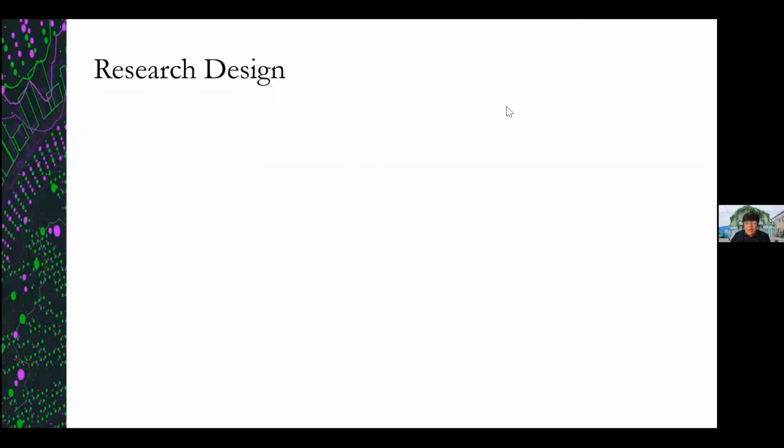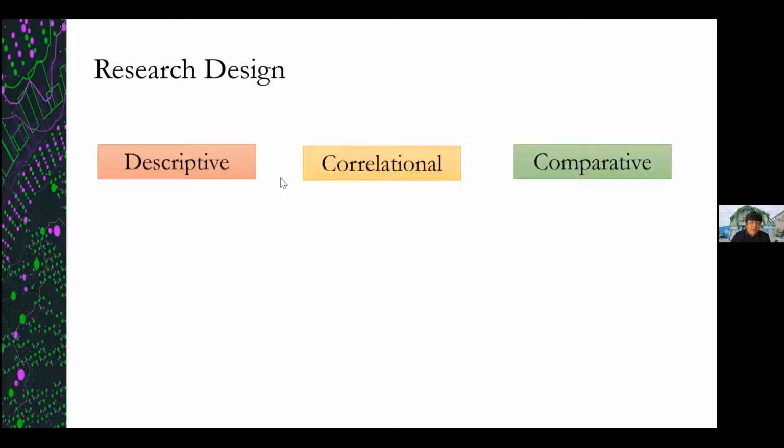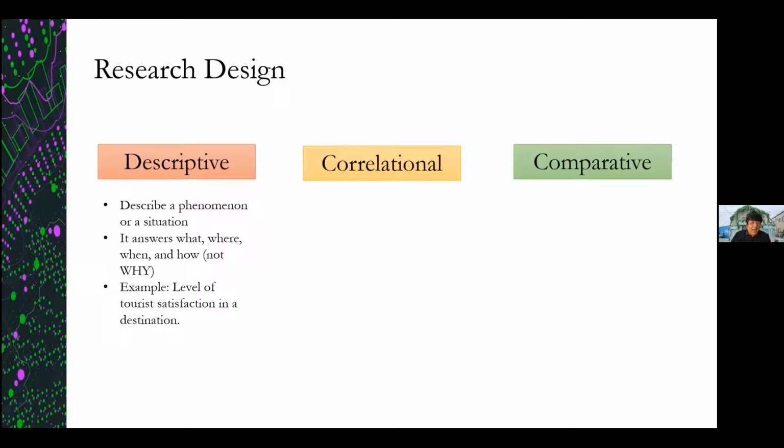Now, let me discuss the importance of research design. In quantitative research, typically we have the 3 commonly used research design. We have what we call descriptive, we have correlational, and we have comparative. So just to briefly explain each of these research design, when we talk about descriptive research design, we are talking about here the description of a phenomenon or a situation. It usually answers the question what, where, when, and how. Okay, and at the same time, in a descriptive research design, we typically use descriptive statistics.